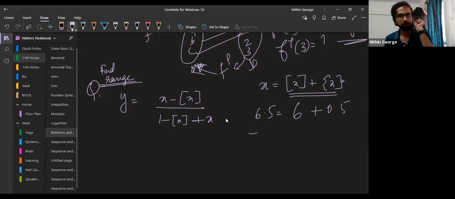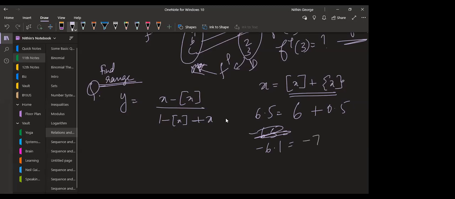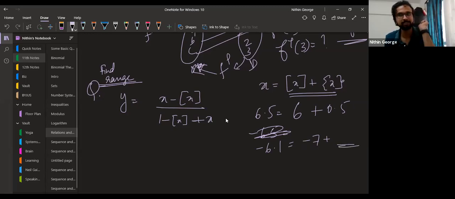What about minus 6.5? Sorry, let's take another number, minus 6.1. What is the integral part of minus 6.1? Minus 7. So what will be the fractional part of x here? 0.1? No, 0.9. We already did this in fractional part function. Don't forget. So you can understand now why it is 0.9, right? For negative values.